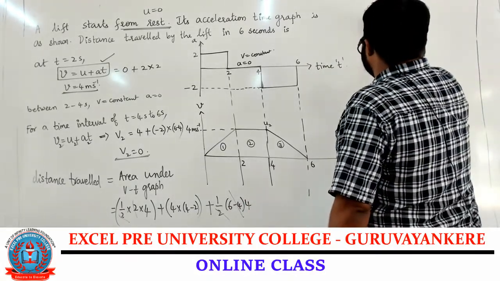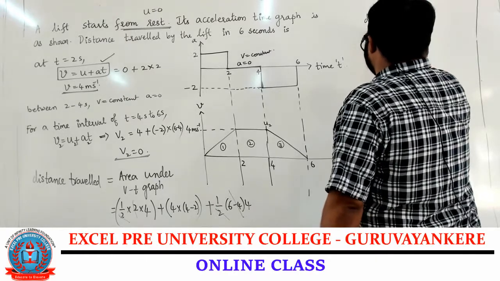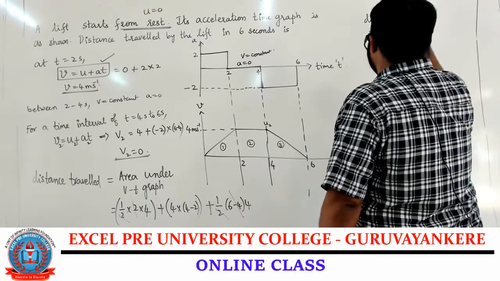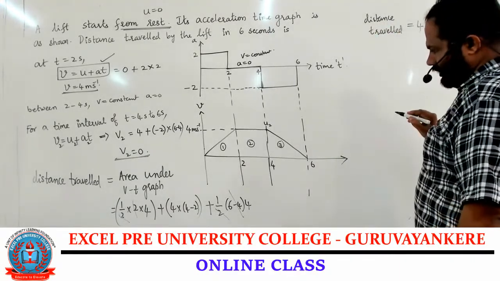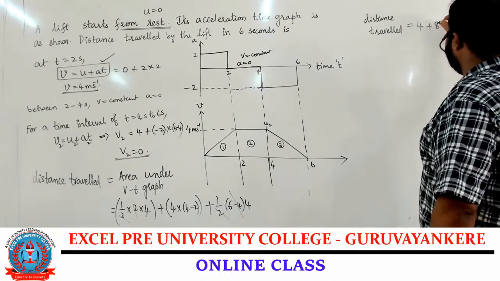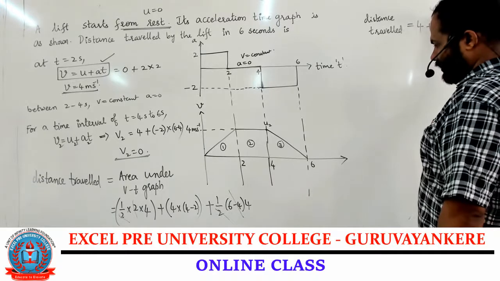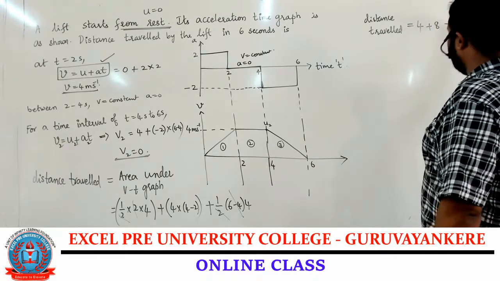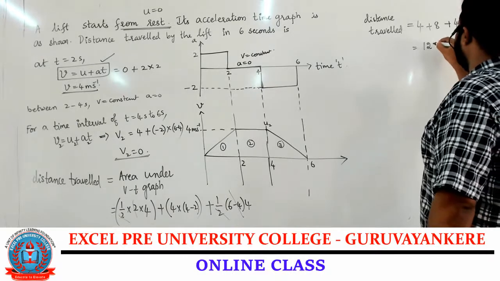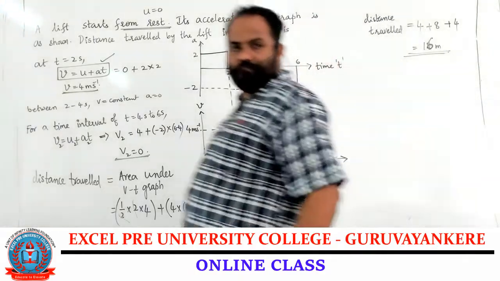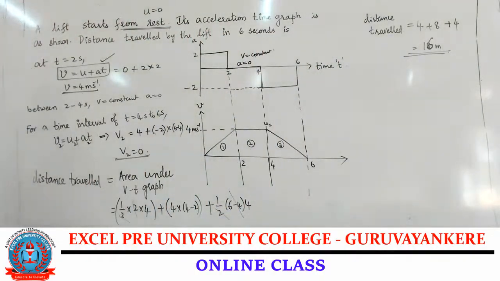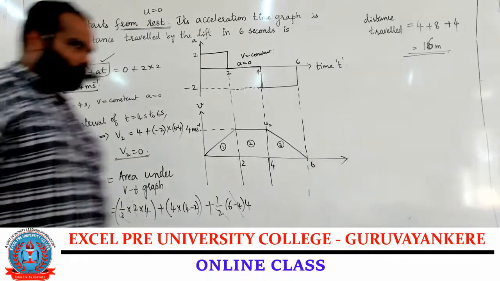So distance traveled is equal to 4 plus 8 plus 4, which is 16 meter. This is the distance traveled. 16 meter is the answer. Understood?